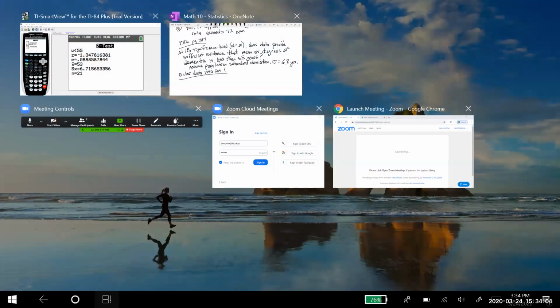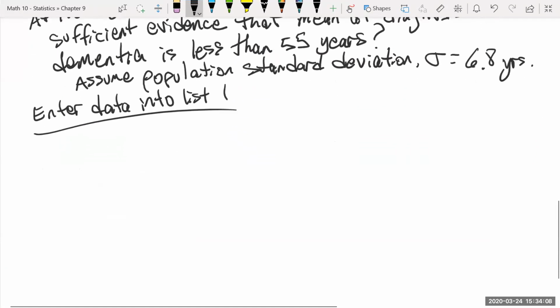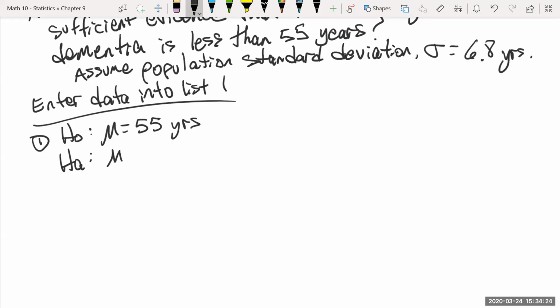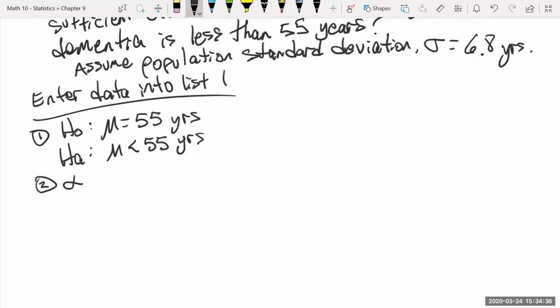Okay, so now let's go back and do our test. So we've entered our data. So our hypothesis test, we still have to go through the steps. So step 1, the null hypothesis, we're assuming the mean is 55. The alternative is what the question asked. They think it might be less than 55 years. Okay, significance level again, if you want to write that, we had 0.01.